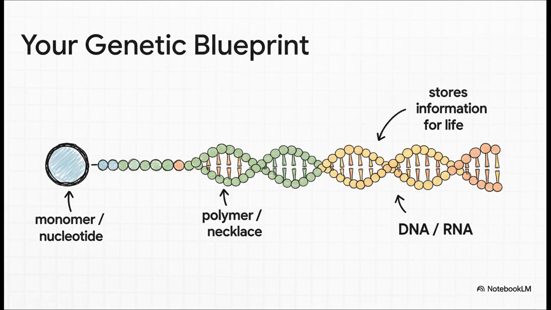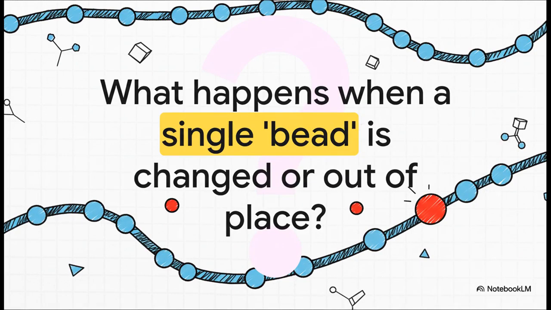Okay, so let's do a quick recap. Our genetic polymers are like a bead necklace. Each individual bead is a monomer, which we call a nucleotide. The whole necklace is the polymer. That's our DNA or our RNA. And that incredibly elegant structure, that's how it stores all the information for life. Simple, but so powerful. And that leaves us with one last really interesting question to think about.